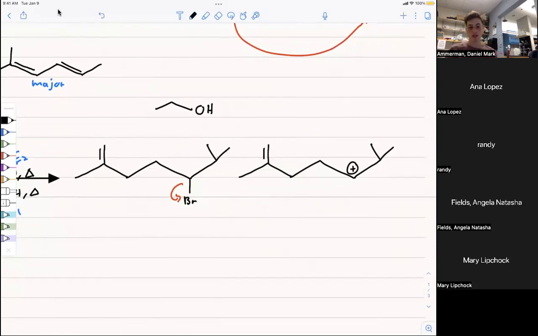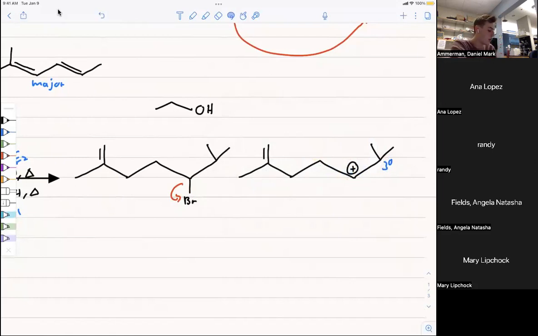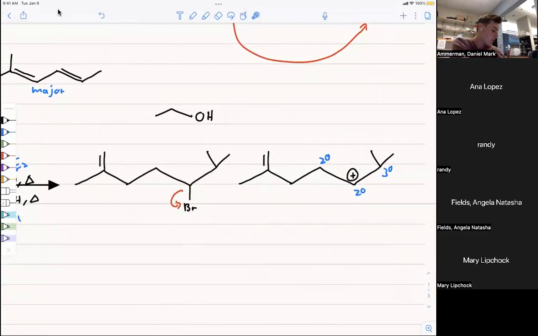And now we have to think, is there a more stable adjacent carbon? We're on secondary, so is there a tertiary or quaternary? And yeah, the answer is yes. This one over here is tertiary. Should put that in blue. And over on the other side, this one's secondary. So it doesn't make sense to move this way because we're going to be getting the same thing, but less thermodynamically favored. And over here, we are getting a more stable carbon. So for sure, we're going to move it over there.